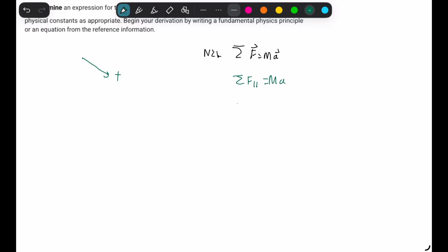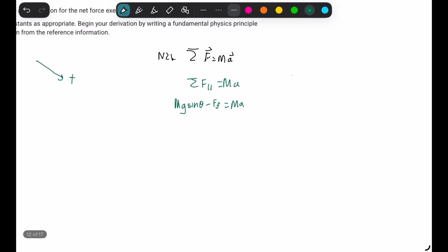Therefore, when you break your situation, your inclined plane, into components, we have mg sine theta minus the force of friction is going to be equal to mass times acceleration. And we can also look at the perpendicular direction. So the forces that are perpendicular, we are going to have that's equal to ma.